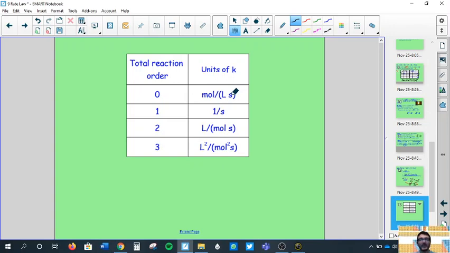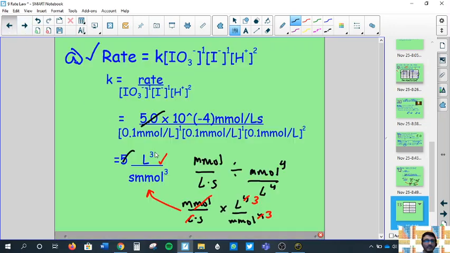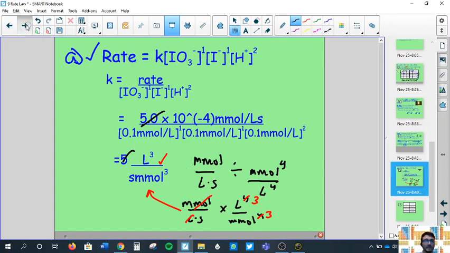I don't know. First order is 1 over s, and then your exponents tend to increase. Now liters appears, then it's mole per second, then it goes liters squared over mole squared per second, and that pattern continues, right? You don't need to memorize. Math saves the day any day.